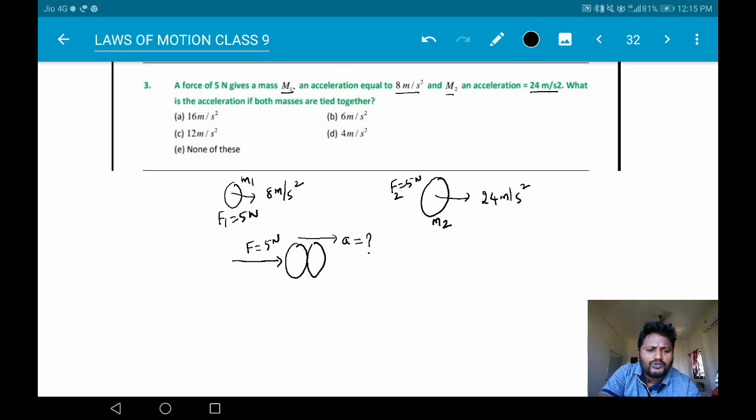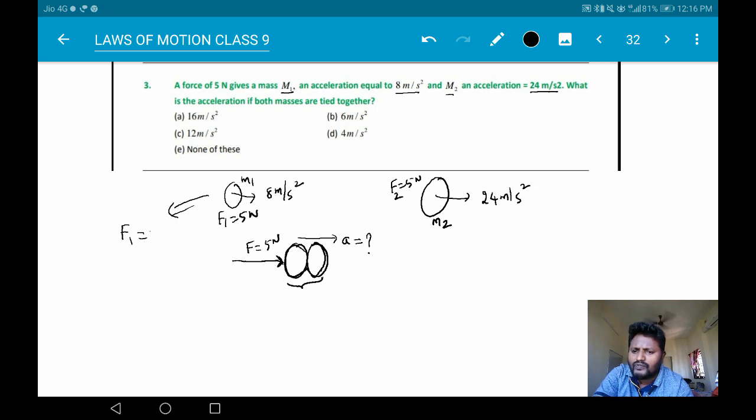So here one point you should remember, when the objects are connected, they experience a common force. If they experience a common force, the acceleration of both the bodies will also be the same. That means when they are tied together, we can consider it as a system. The acceleration of the system is also equal to the acceleration of the individual objects. So now by using this information, we are going to calculate the mass of each.